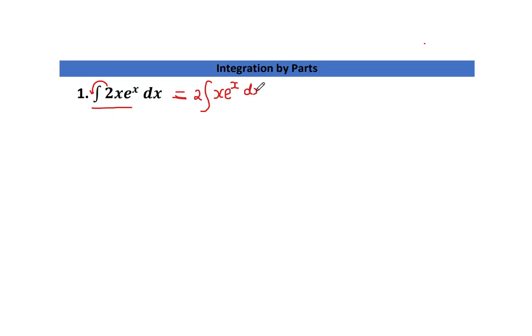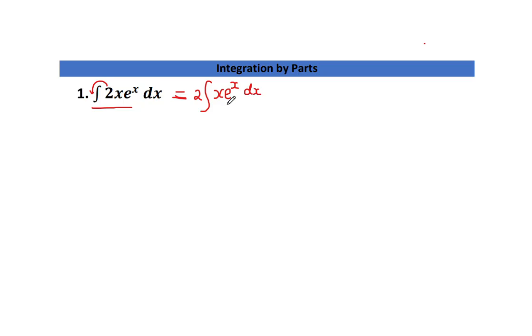Integration by parts is an extremely powerful tool of integration for products. So our task now is to integrate x e to the x, and eventually we will multiply back the answer by the 2, the constant of 2 that we pulled in front of the integration sign. So our task, as I indicated, is to integrate x e to the x.